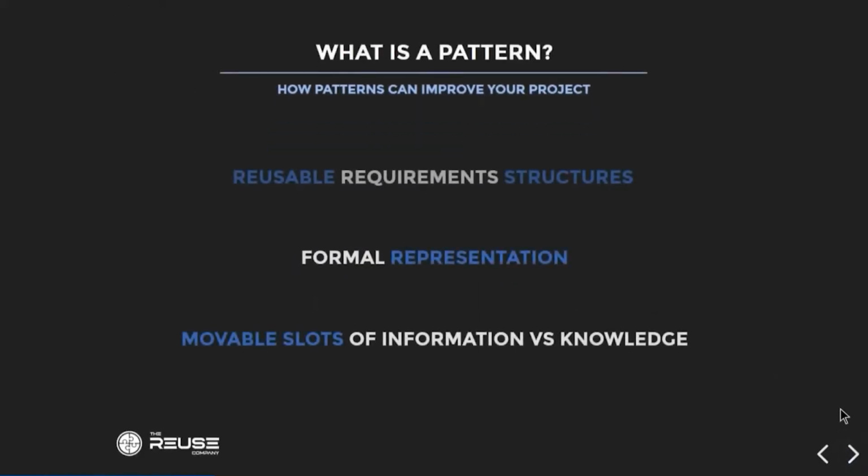So what are the patterns actually and how can they improve your project? Patterns in a nutshell are requirement structures, because the goal is to structure the information, the knowledge that you use, and to make it reusable. So these are repeated semantic structures that you may find in your requirements. Of course, we talk about formal representation, because each movable slot of the knowledge that you manage is formal, because there are some restrictions. And the goal is actually to manage not just information, but knowledge.